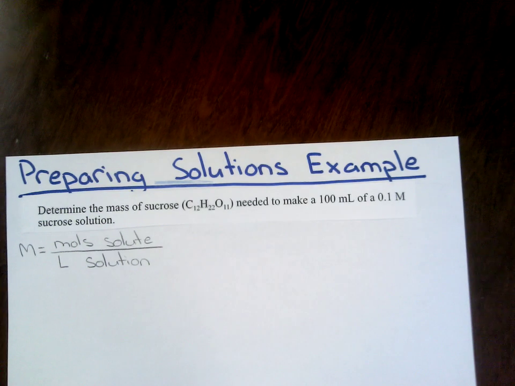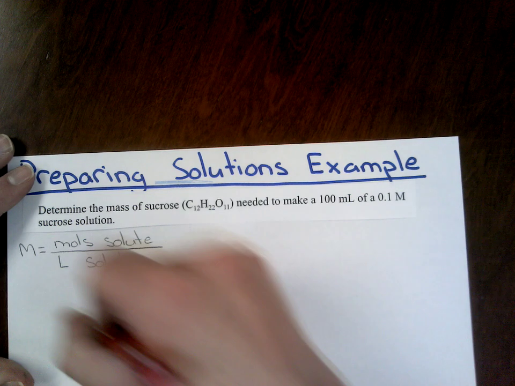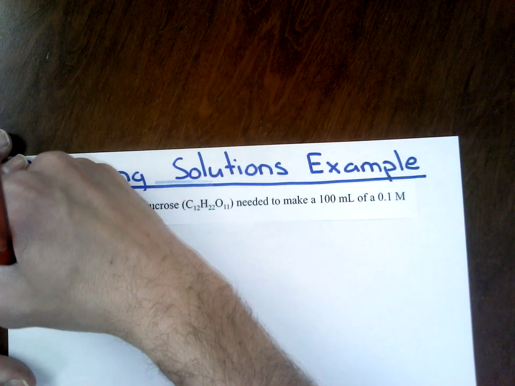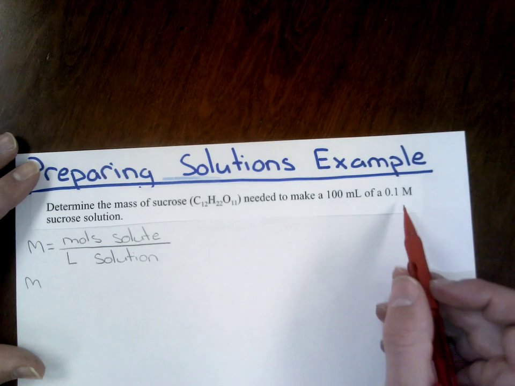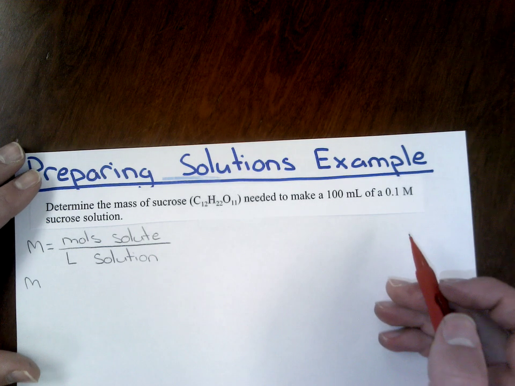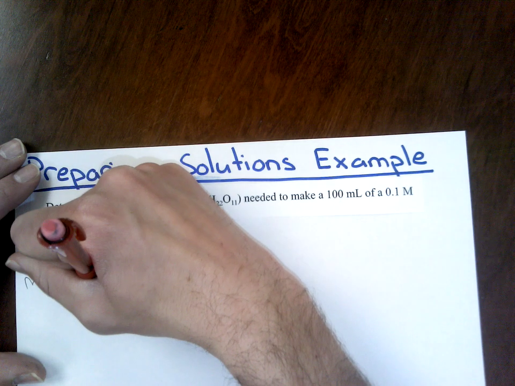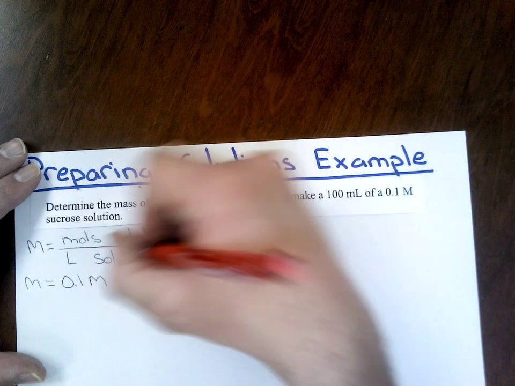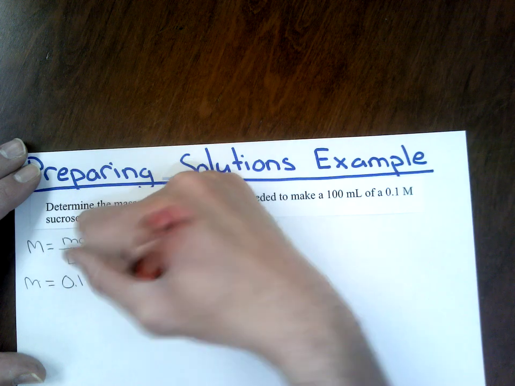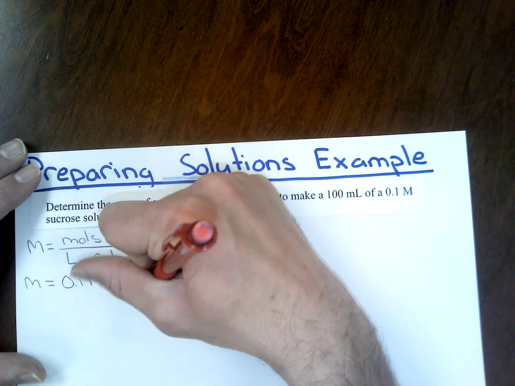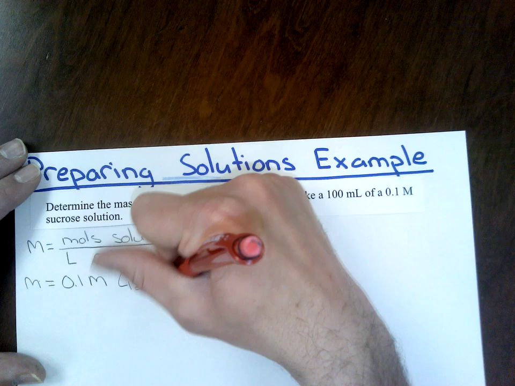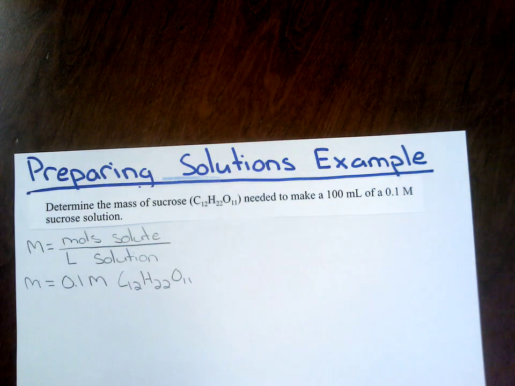Now, what we need to do is determine what we have and don't have and solve for that unknown. So our big M here is actually given: a 0.1 molar sucrose solution. So I'm going to write down 0.1 big M, and then we have C12H22O11, the formula for sucrose.